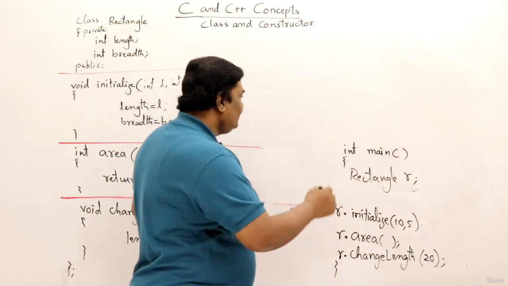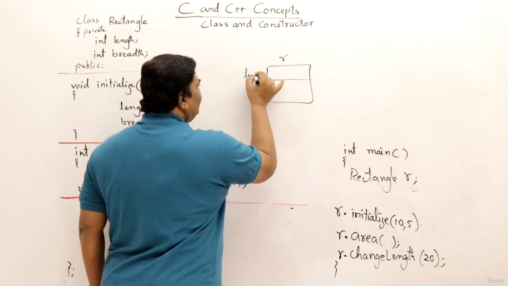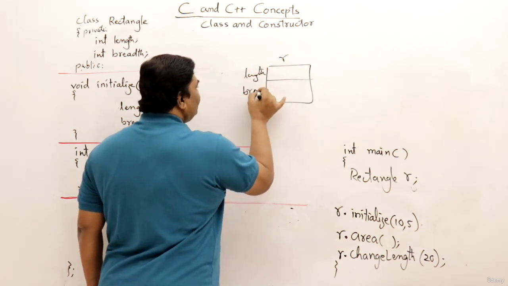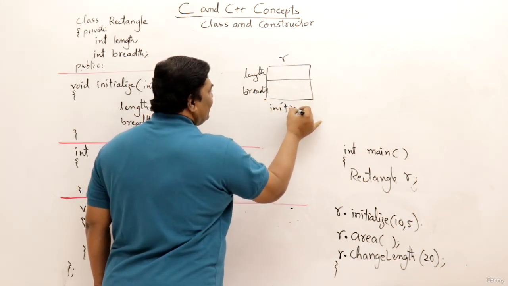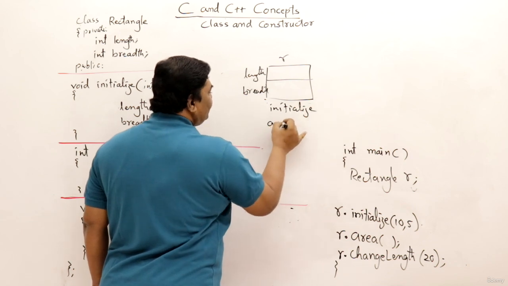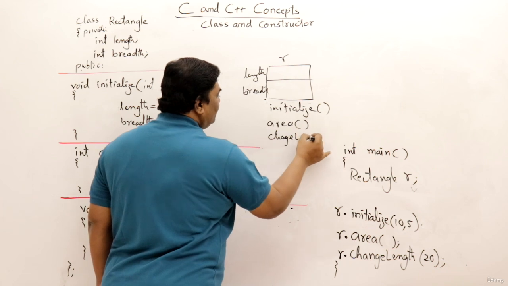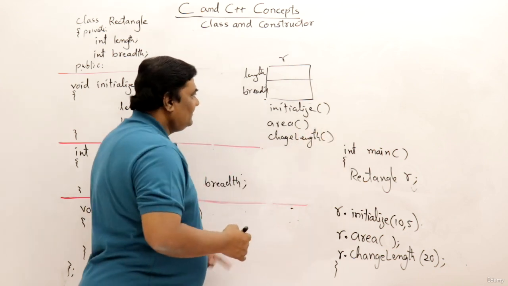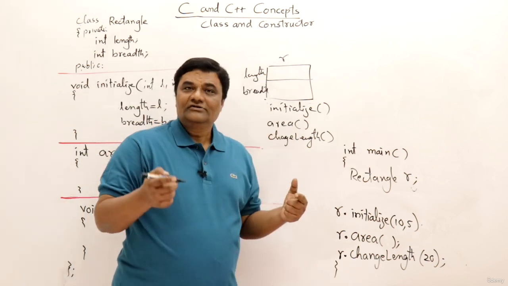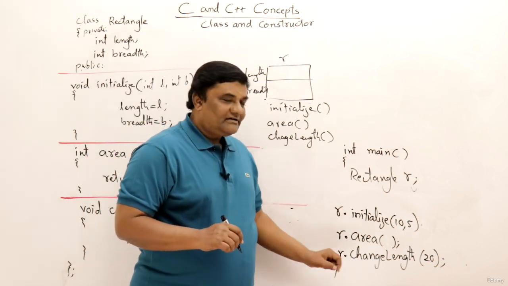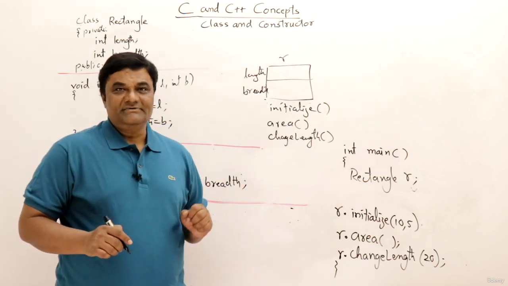So once you create a rectangle, what are the things you get? You get length and breadth. These are the two data members, length and breadth. Along with that, we also get the functions like initialize and area and change length. These are the member functions. So length and breadth are data members and these are the functions. You can call all of them by using the dot operator. So this is the transformation from C language to C++.